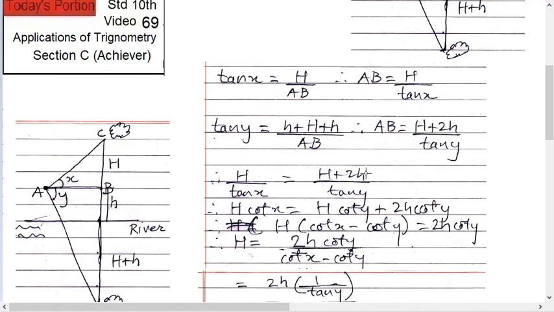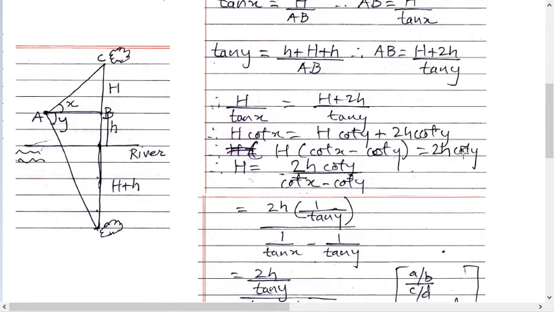Remember this capital and small h. Therefore, solving this, H cot x equals H cot y plus 2h cot y. Take this tan y above, it becomes cot y, and remove the brackets. Let's combine H, so H on the other side. Therefore H into cot x minus cot y equals 2h cot y. Therefore capital H equals 2h cot y upon cot x minus cot y.